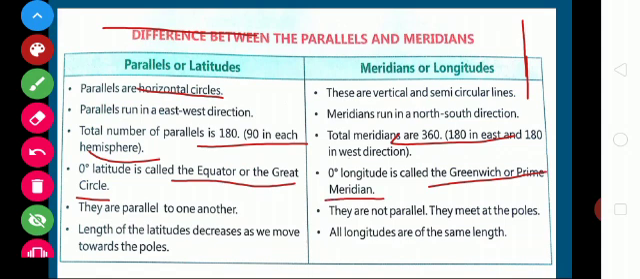Parallels are parallel to one another. The lines will not touch each other. Meridians are not parallel. They meet at the poles, at the North Pole and South Pole. The length of the latitude decreases as we move towards the poles. All longitudes are of the same length. The length of the longitude does not vary. It is the same length.